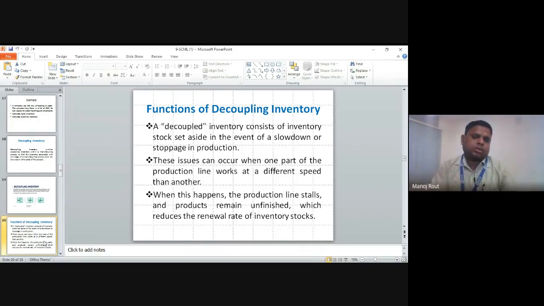So if you find any kind of difficulty in different workstations, suppose in a particular workshop there are four to five workstations, and each workstation consists of different types of machines. Suppose workstation number 2 has some technical difficulty. Due to that difficulty, you can add some decoupling inventory to keep the flow of materials faster. So due to decoupling inventory, the production does not slow down or stop. That is the concept behind decoupling inventories. Moving to the next one.